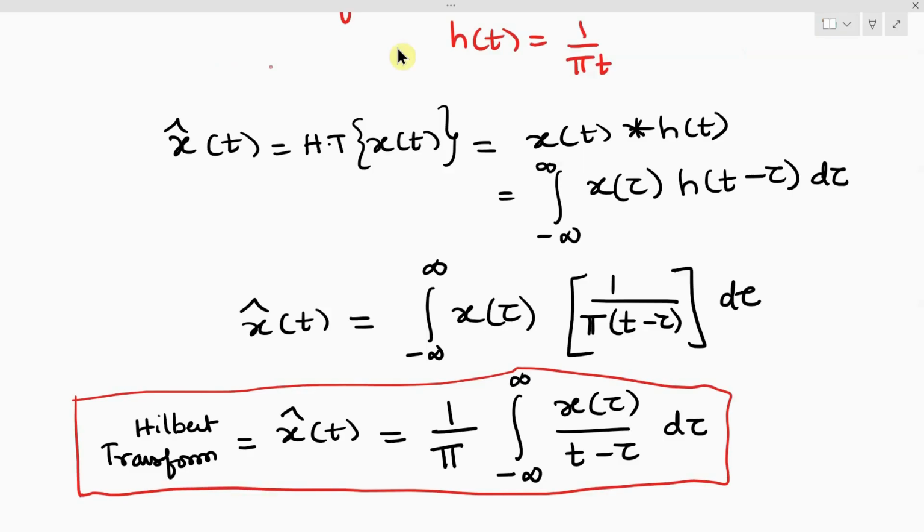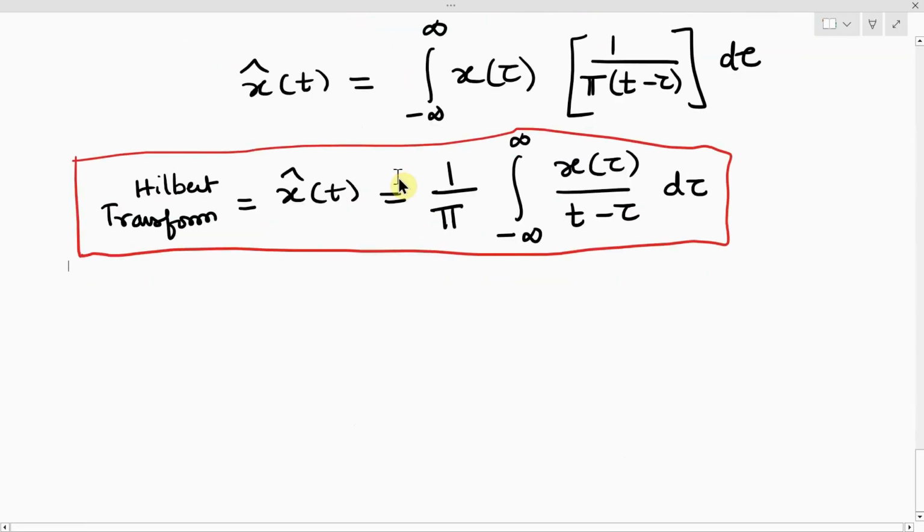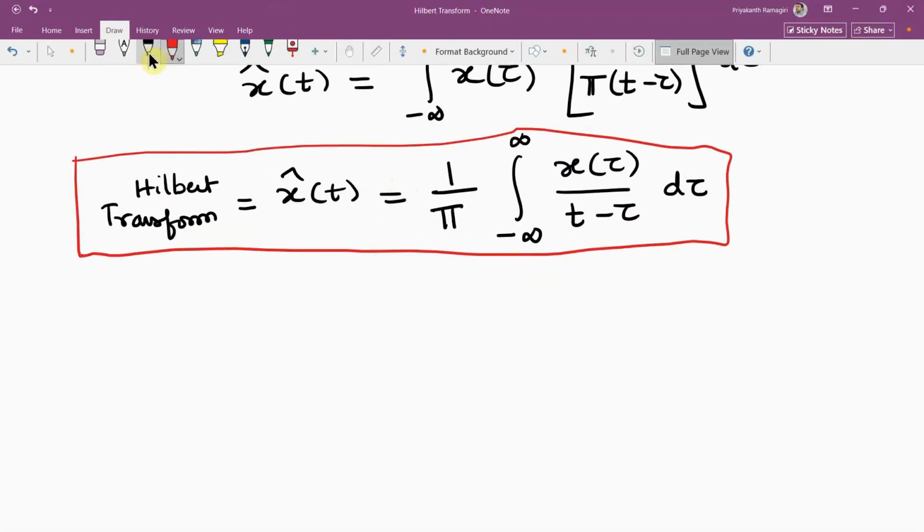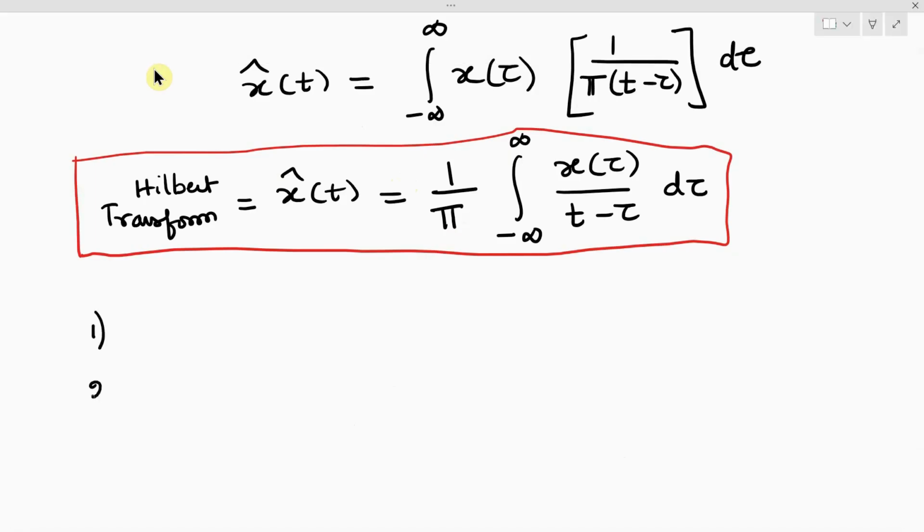Yes, sir. Okay. We will conclude this session by seeing some 3 important points of Hilbert transform. And these 3 points I will ask you in the form of question. 3 important points. You can treat them as the properties of Hilbert transform.